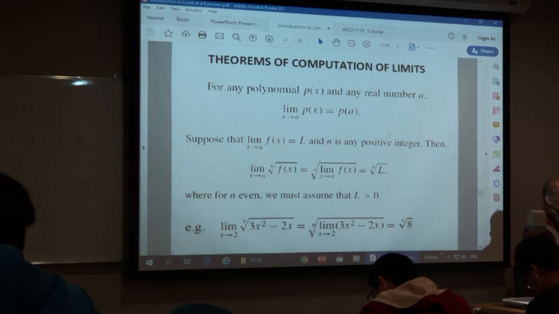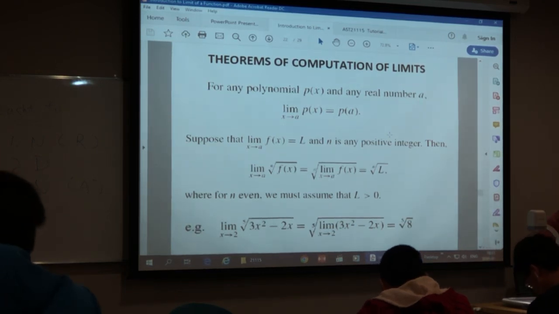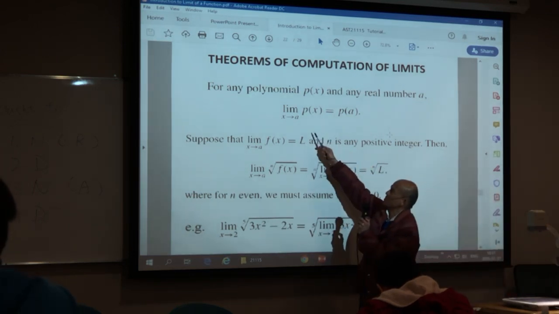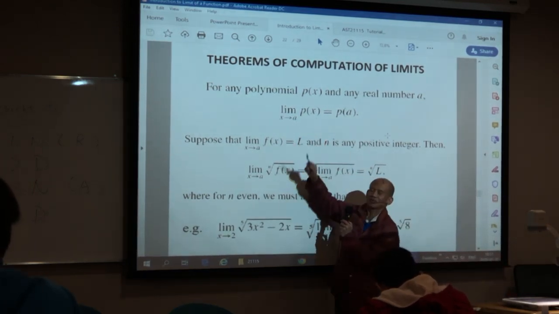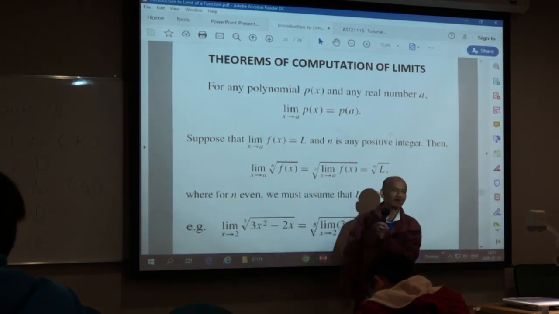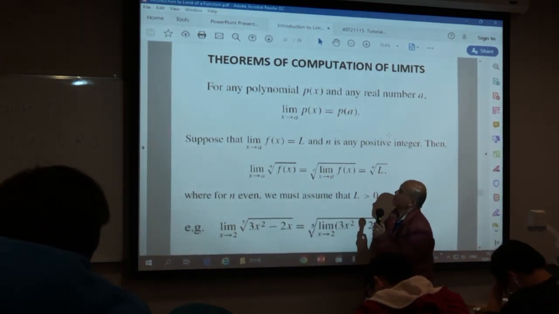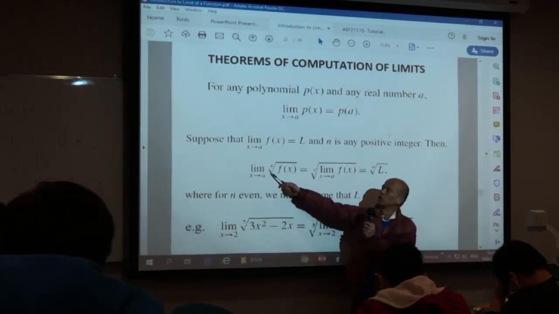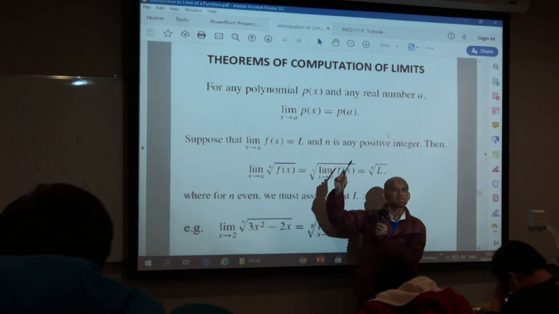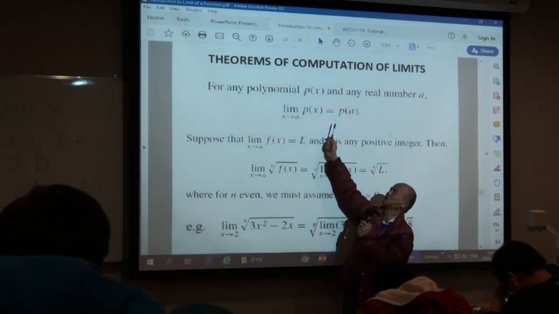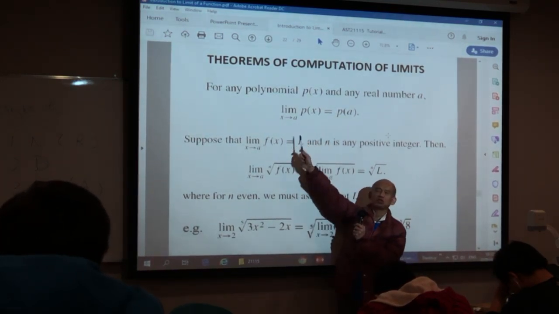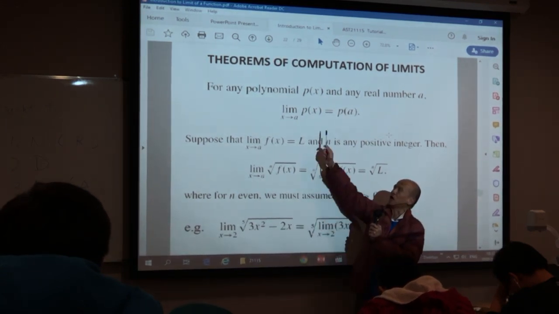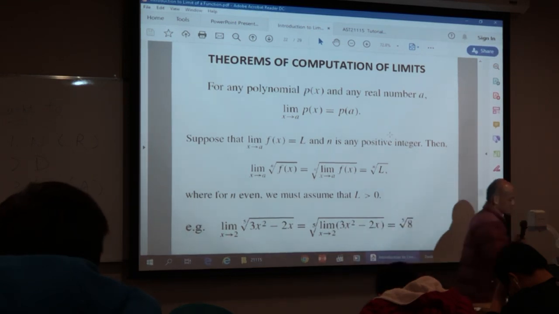Some other rules. For a polynomial, we saw it. The limit of a polynomial is the same as when you substitute this into it, similar to working out the value of a function. For exponentiation, you can do it as though it is the polynomial, the same. Exponentiation works the same.